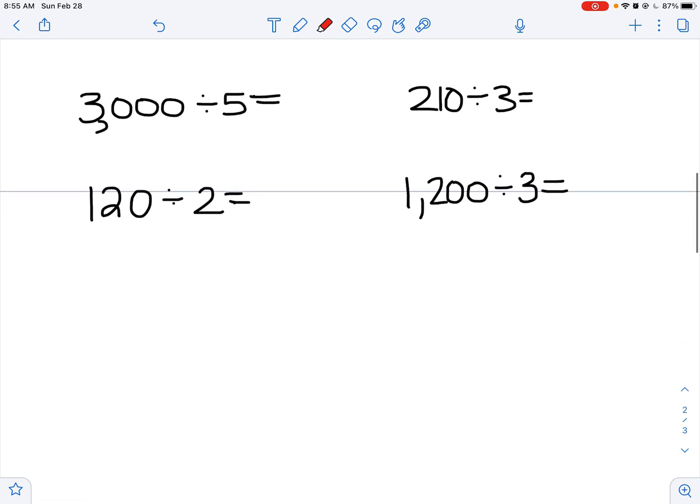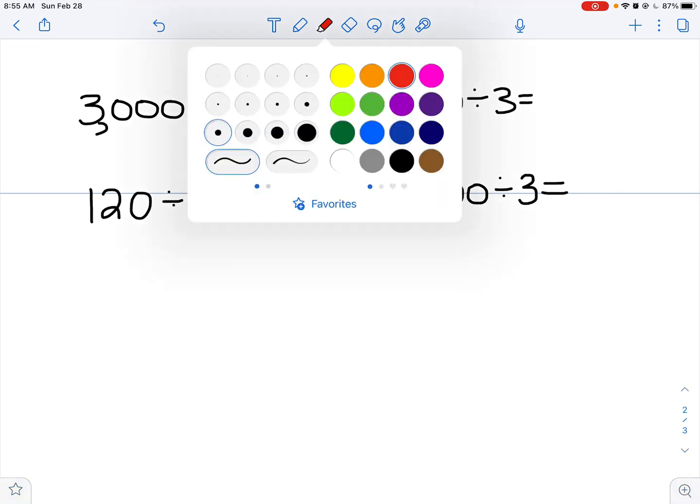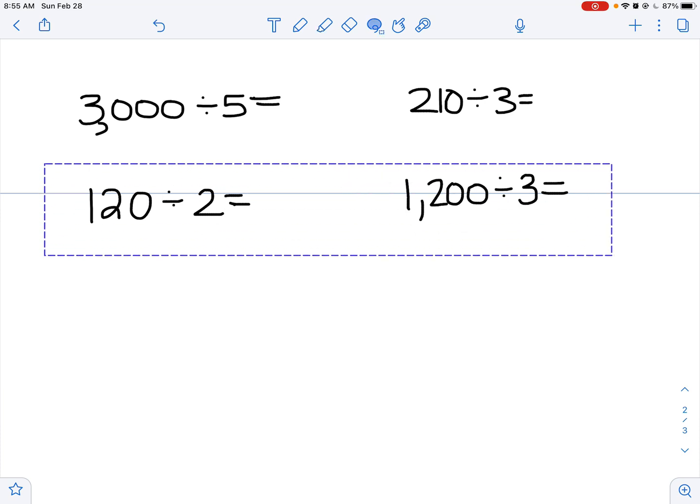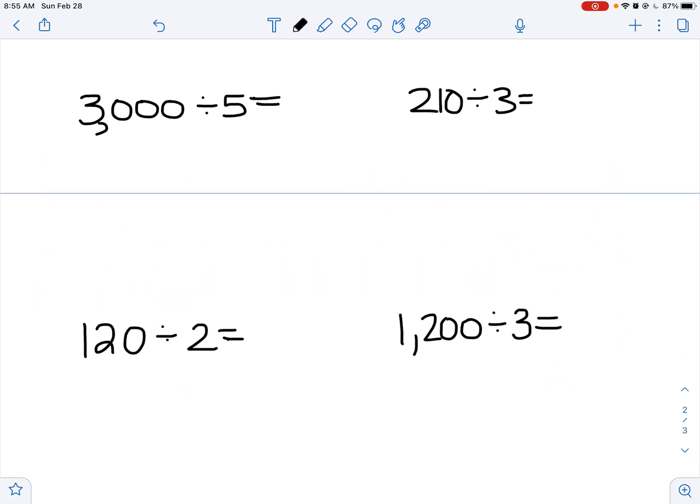So let's take a look. Now we've got some without the place value chart, so we're going to try that strategy here. If I look at 3,000 divided by 5, first of all, I don't want to have to put that on a place value chart. That's going to be a lot of hundreds I'm going to have to draw, okay? I also don't want to count by 5s all the way to 3,000. That'll take too long. So I'm going to look at my first digit.